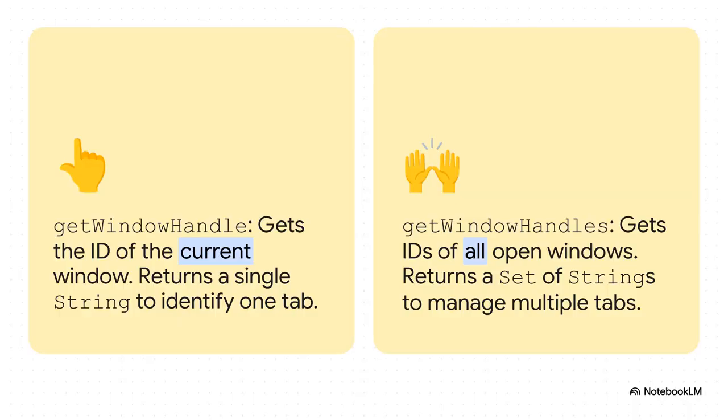And what's really cool is that this mirrors exactly what we just learned with finding elements. Get window handle is your scalpel again. It gets the ID of the one single window you're currently focused on. And get window handles is your net. It scoops up the IDs for everything that's open, so you can manage the whole shebang.